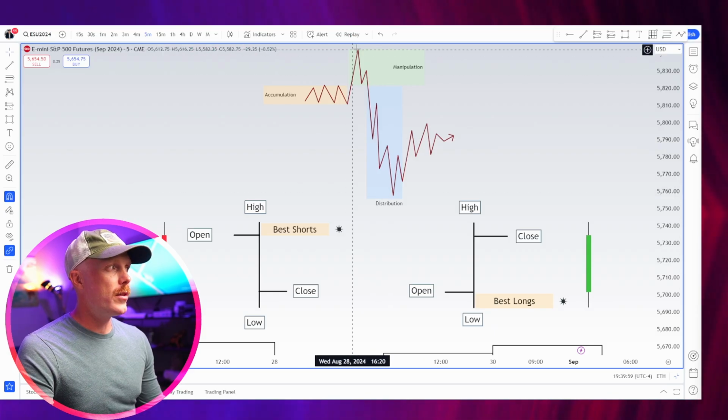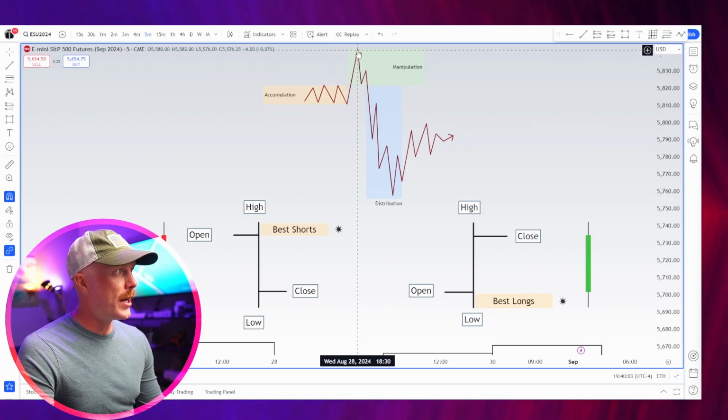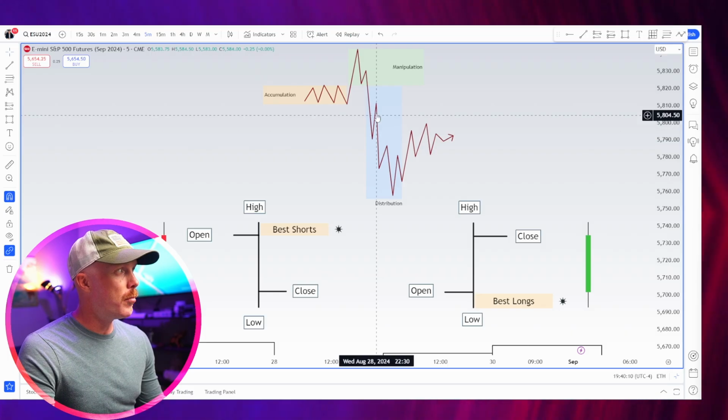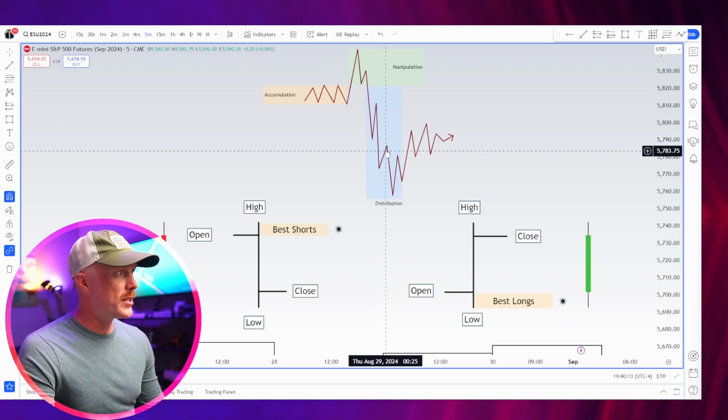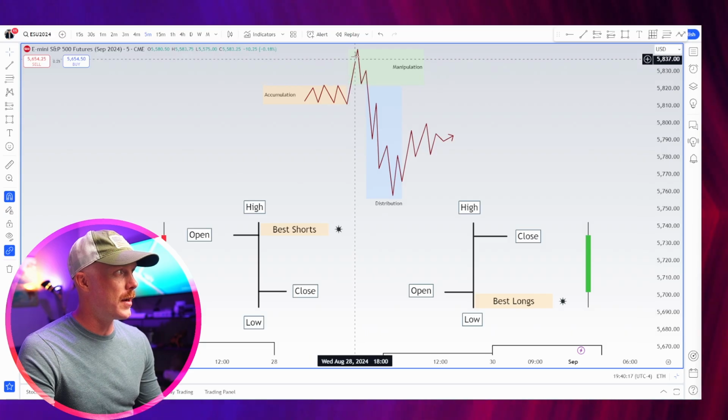Now, the reason we call this manipulation is because it acts as if it wants to move higher, making everybody think price is going to move in this direction, but then quickly and aggressively moves the opposite direction, causing a lot of people to either miss this trade or be stopped out because they thought they were going long.